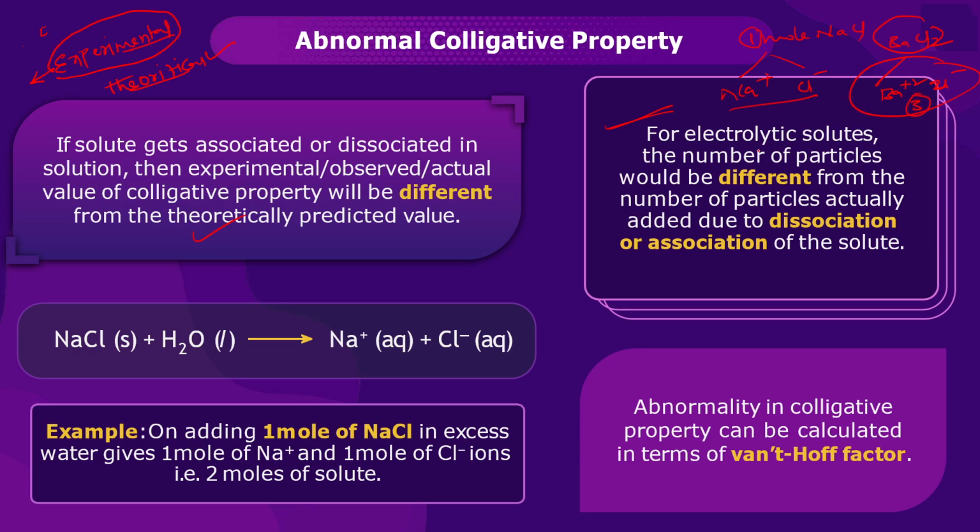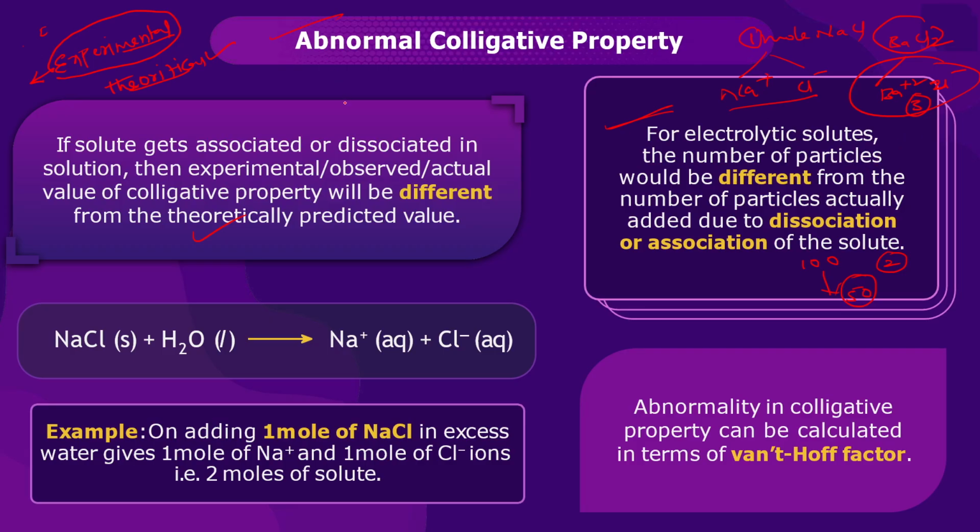So the number of solute particles increases, then properties will change. Let's say in case of association, I added 100 molecules, 2 molecules will join and become 1 molecule, meaning dimerization will take place. The number of solute molecules will become 50. Number of solute molecules decrease means solvent molecules will increase. If the solvent molecules increase, then vapor pressure will increase, so colligative properties will change.